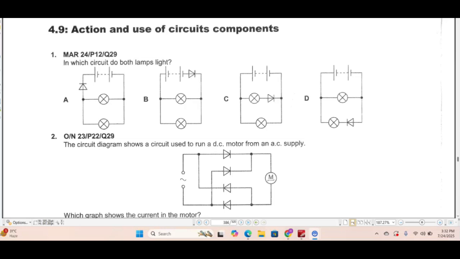We've been doing the topic of magnetism and electricity for some time now, and today we are going to do topic 4.9 under this heading, which is action and uses of circuit components.